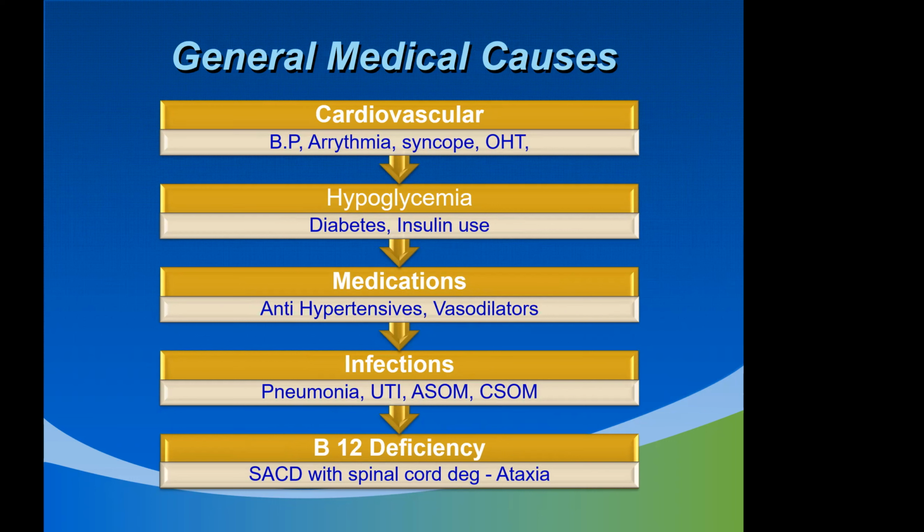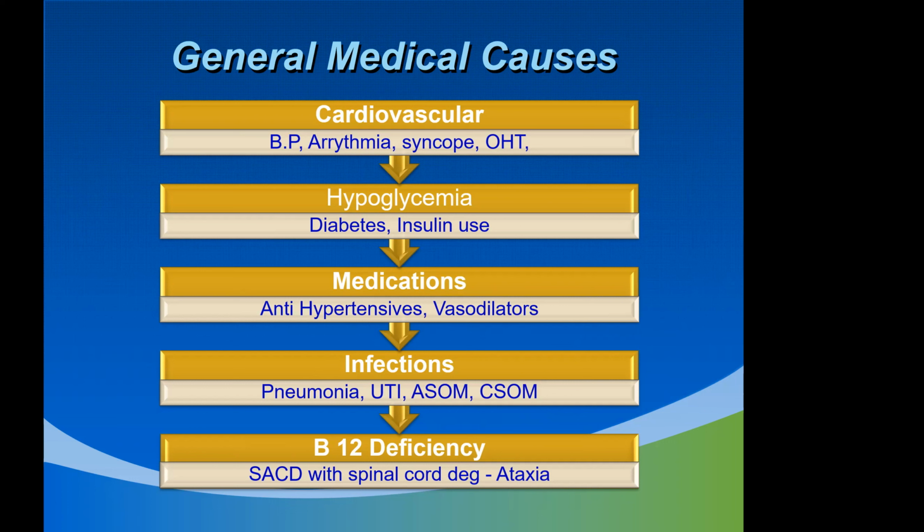General medical causes. What are the general medical causes? Cardiovascular: high blood pressure, arrhythmias, syncope, and OH, orthostatic hypotension, and over the counter drugs. OH is orthostatic hypotension. Okay, that is postural hypotension. Hypoglycemia due to diabetes or insulin use, medications, antihypertensive medications, vasodilator medications, infections like pneumonia, UTI, acute suppurative otitis media, chronic suppurative otitis media, B12 deficiency.